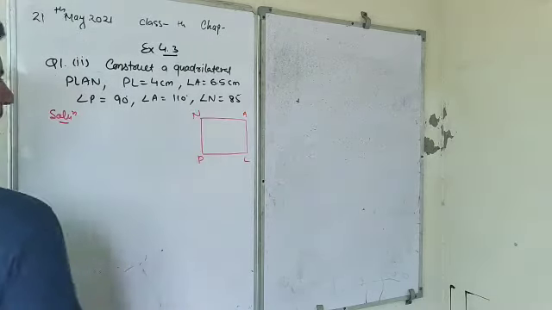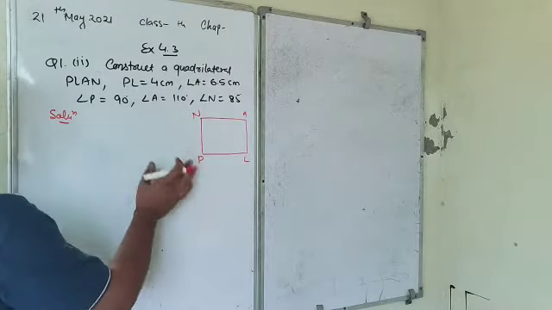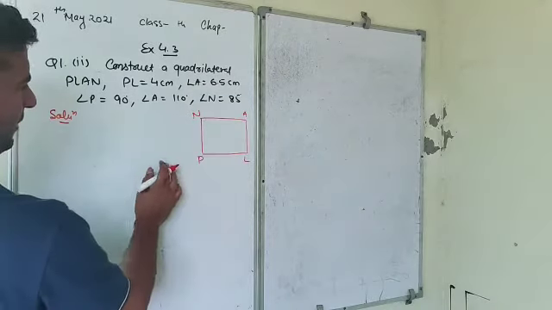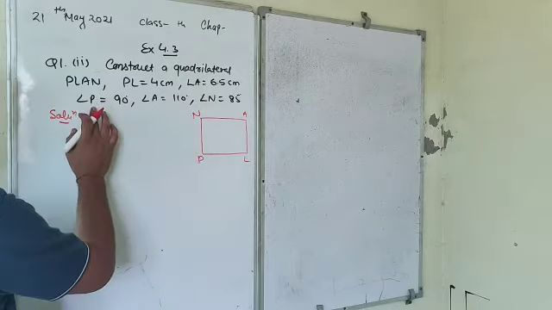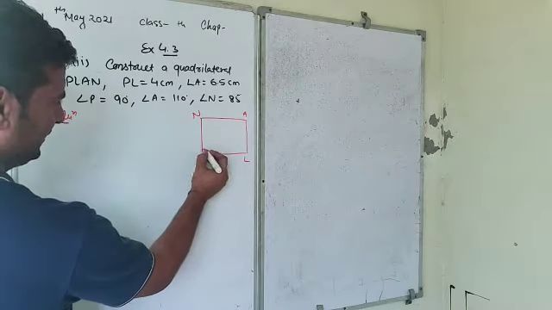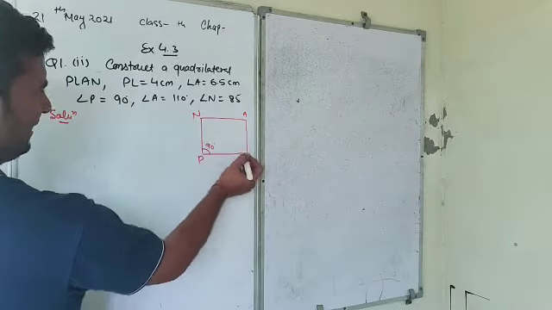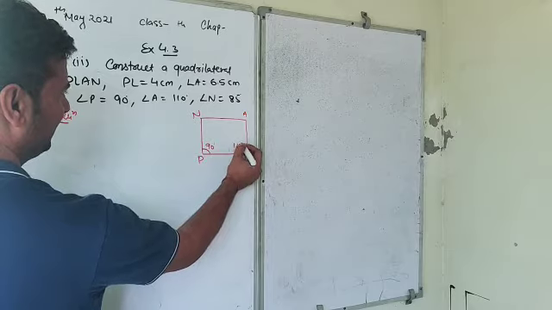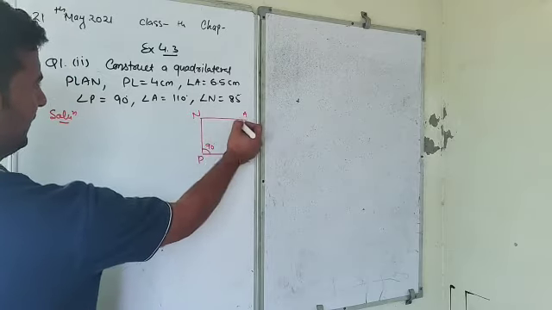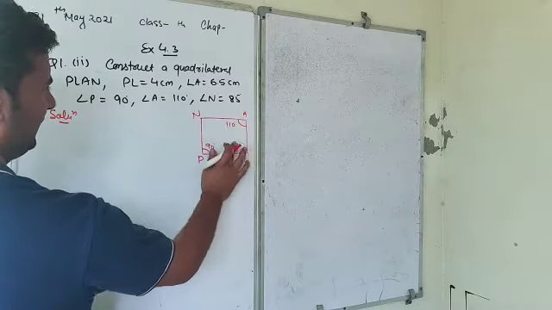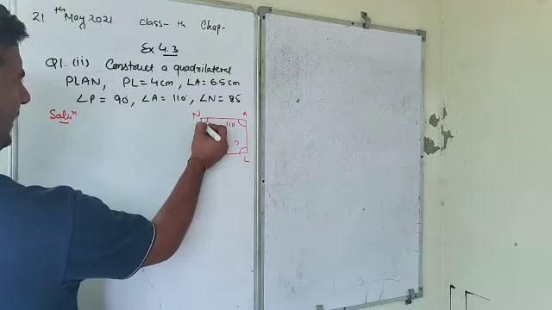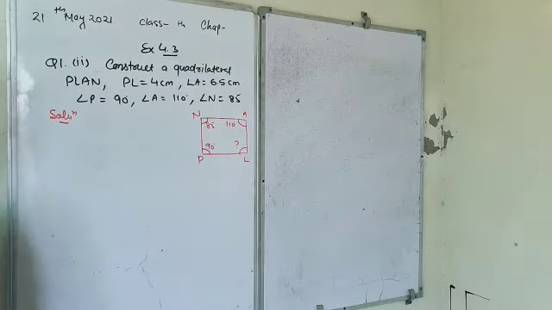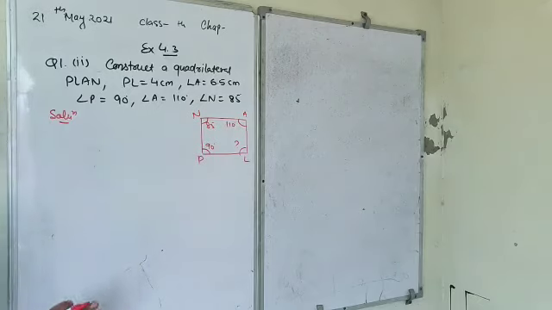PLAN, plan. I know it is not a square, but it is just a rough diagram. So we have just mentioned the name of PLAN. At P it is 90 degree. At A it is 110 degree. And at N it is 85. But at L it is not given.